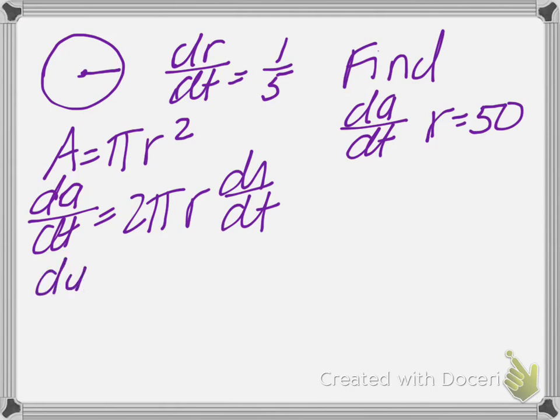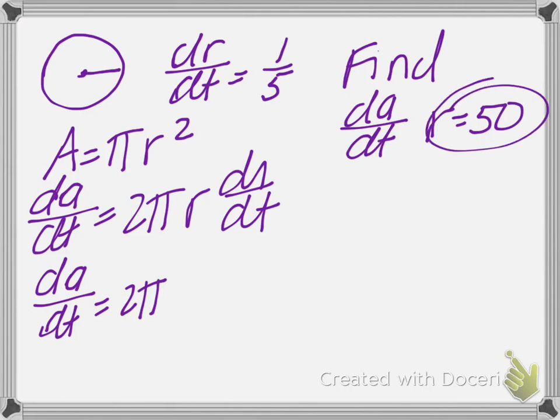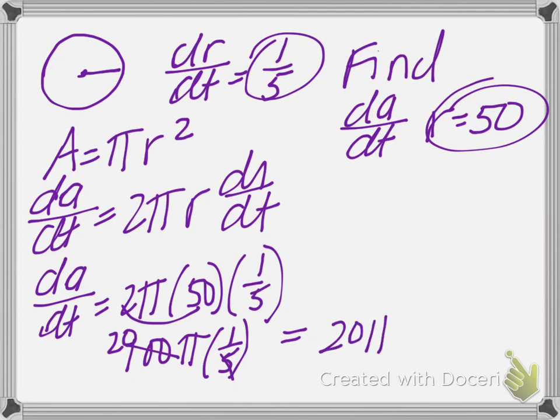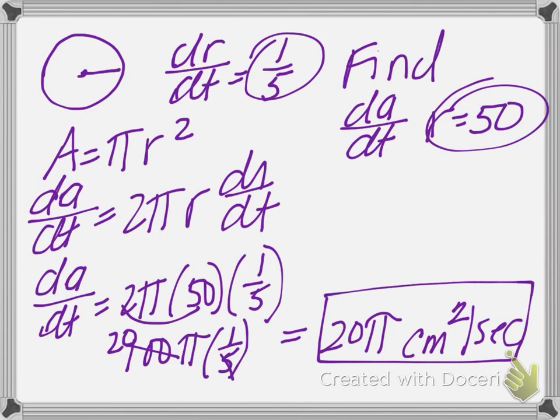Well, dA over dt is what we're looking for. r is 50, and dr over dt is 1/5. Okay, so if we work this all out, 2 times 50 is 100. And then you can see that 5 will go into 100 20 times. And we're going to get 20 pi, and for the units, it's going to be centimeters per second, but this is about the area, so area is always squared. So this would be your final answer.